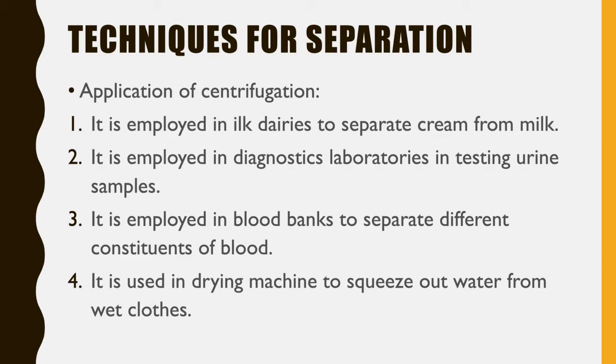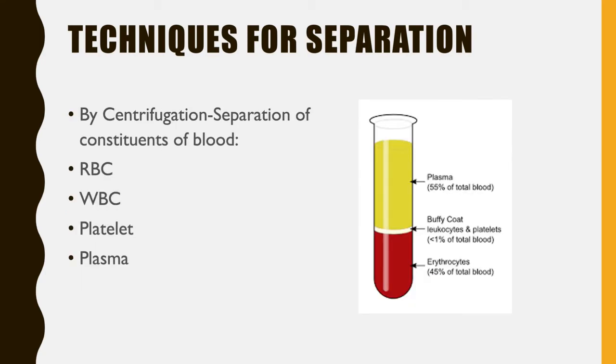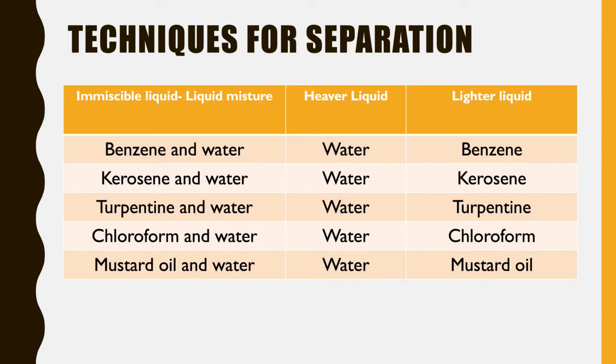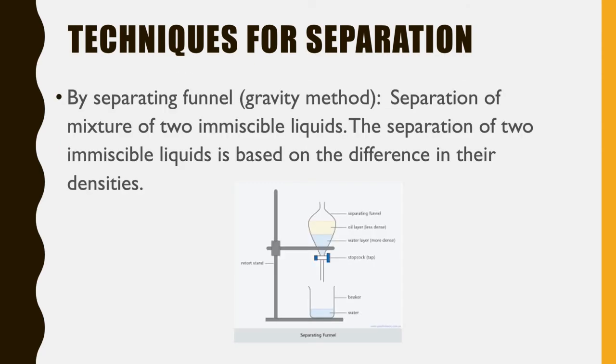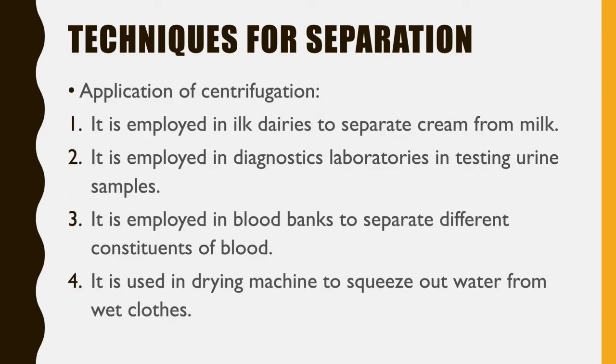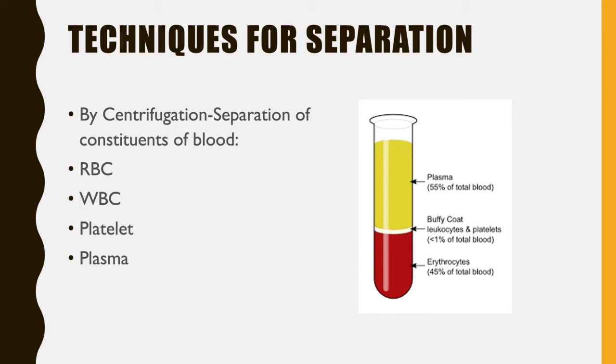Now how can you use the centrifuge for blood separation? Here you can see that when the centrifugation process is done, the erythrocyte portion will come down, then the leukocyte and platelet part will come on top of the erythrocytes, and then the plasma.